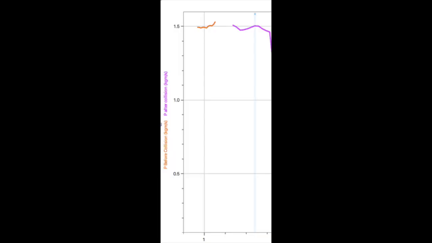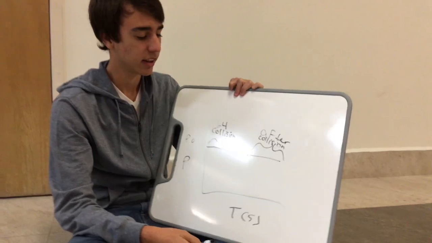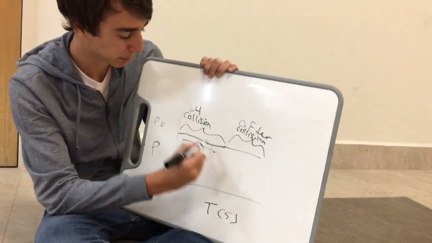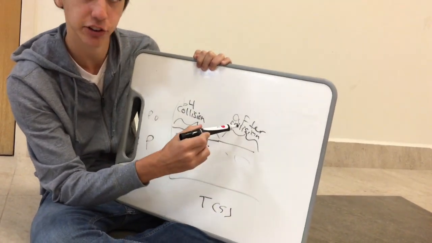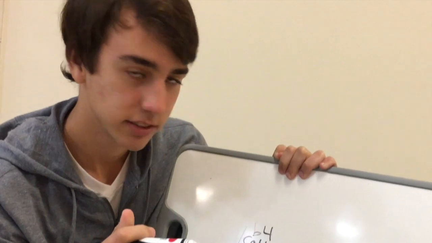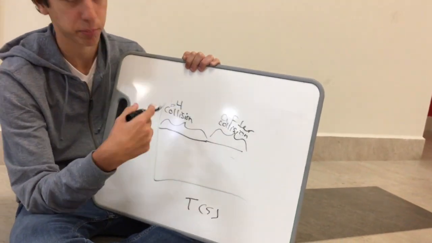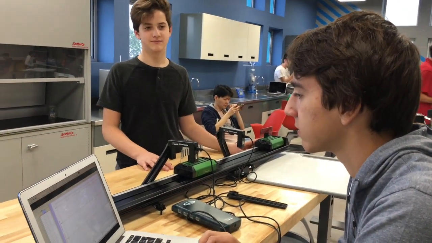So this right here is what your graph would look like, and this right here is what your chart of data would look like. Due to the law of conservation of momentum, the momentum before the collision should be the same as the momentum after the collision. Okay, this is what the graph would look like with perfect data. So now we will run the experiment.